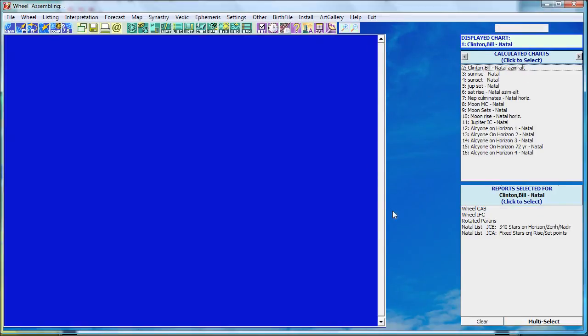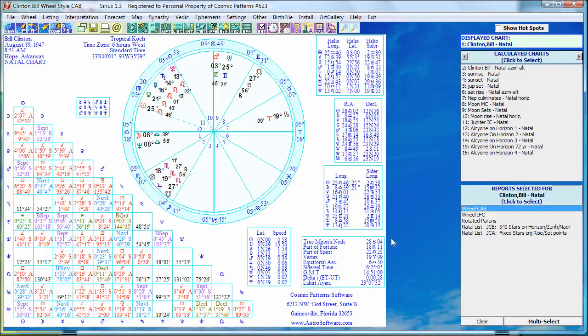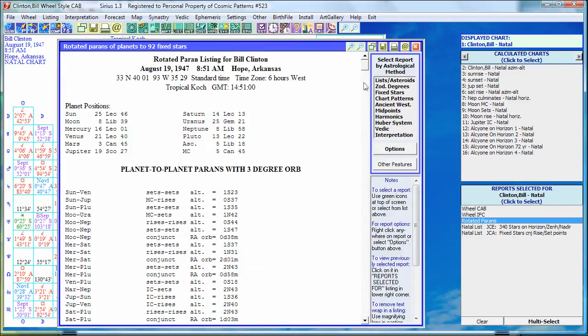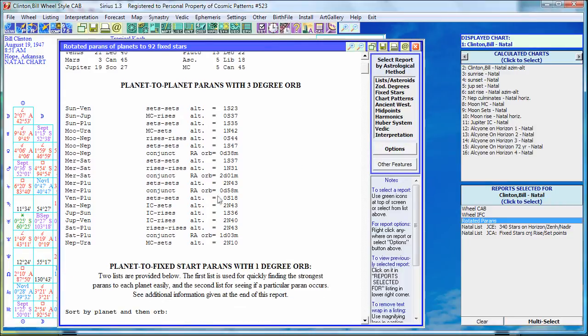And if I go back to Bill Clinton's chart, and I had selected rotated parans, which I now have listed here, there it is. I've confirmed it, 2 north 10. So because Neptune and Uranus have almost no motion during the day, I can just go to the time of day when they're at those places, when Neptune has the same right ascension as the midheaven, and then look at the altitude of Uranus, and it is 2 north 10. Okay, so that's a rotated paran.